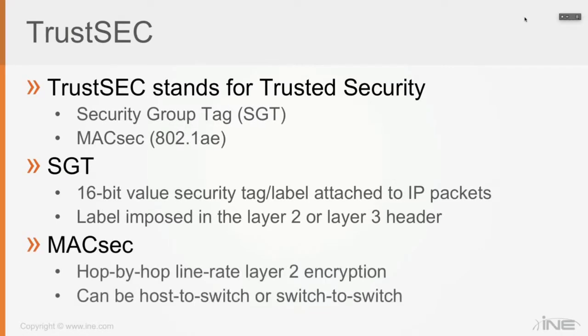While MACsec is nothing else but hop by hop, line rate, layer 2 encryption. It's layer 2, just as the name states. MACsec stands for MAC security, which means we're going to protect and secure the layer 2 payload, which means that the layer 2 header is visible in clear text. And because it's hop by hop, it can be host to switch or switch to switch. We're going to see in a bit more detail about both of them.